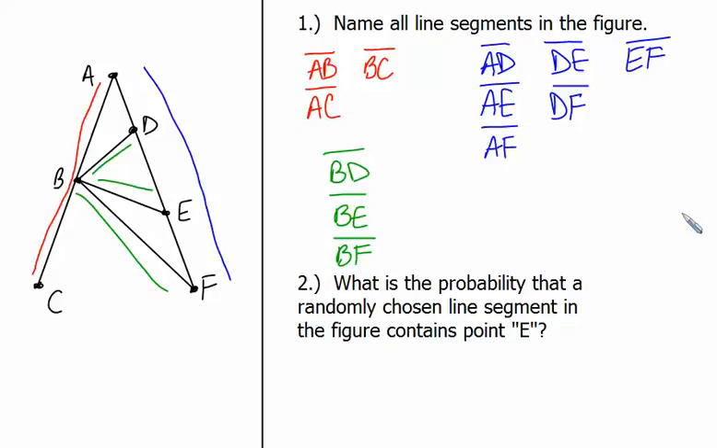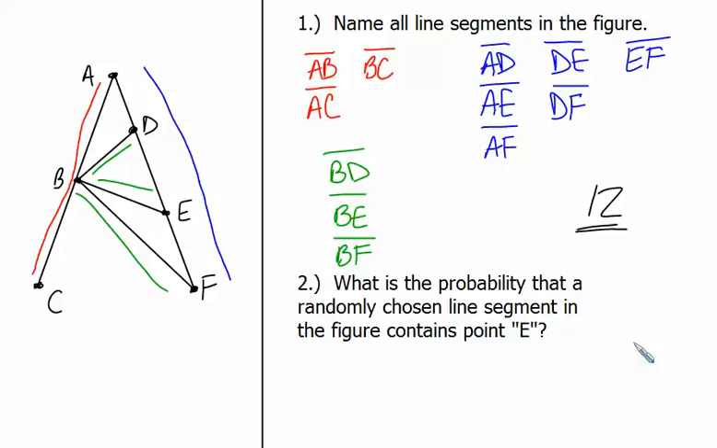Color coding and organization can help tremendously. I think we have them all listed. Look back at the picture and make sure. And then we'll count them up. We have 1, 2, 3, 4, 5, 6, 7, 8, 9, 10, 11, 12 line segments, it looks like. Which leads us to the question about probability.